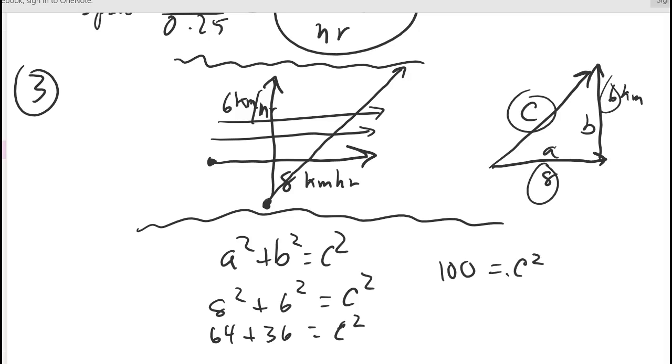In order to get c on its own, you have to take the square root. So we have 10 equals c. So our answer actually is 10 kilometers per hour. That's the actual speed that canoe is going to travel as it travels across the stream.